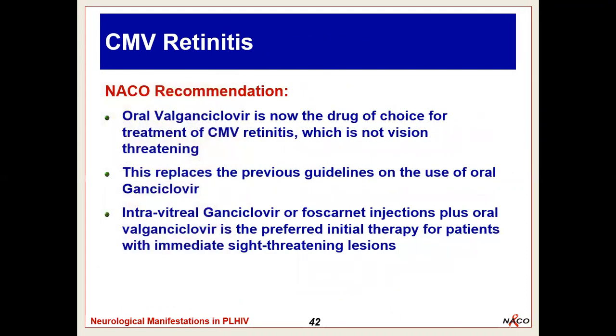So oral valganciclovir is now the drug of choice for treatment of CMV retinitis which is not vision threatening. And intravitreal ganciclovir or foscarnet injections plus oral valganciclovir is the preferred initial therapy for patients with immediate sight-threatening lesions. So these drugs depend on availability, and also because you need a special hand, you need the ophthalmologist. If you go back to the initial slides that I was showing, this is what I was talking about. If you get a set of symptoms like that, then you need to refer to the ophthalmologist, because if you get the confirmation of CMV retinitis, you know that the treatment is quite tough. So that's something to keep in mind. Next slide, please.